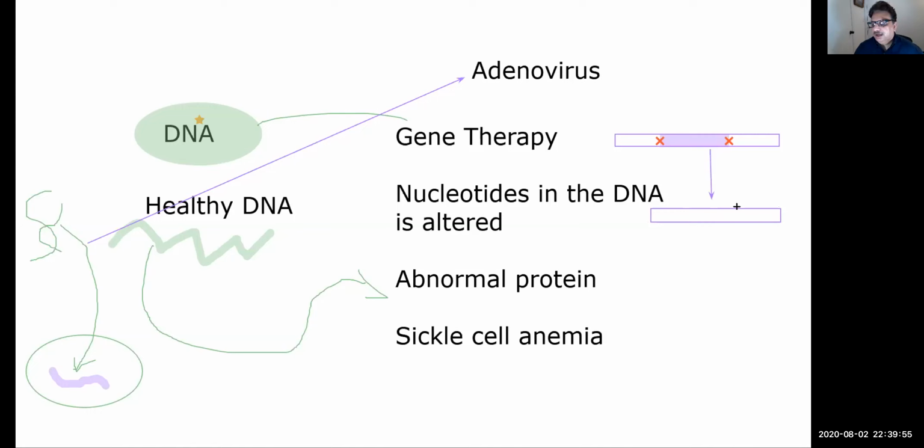So scientists using restriction enzymes will remove the bad DNA, and they will have only good DNA left. So this adenovirus, which is now independent of the bad genes, can be used as a vehicle to transport the good DNA, the healthy DNA, into the bone marrow to treat sickle cell anemia. So this, in short, is gene therapy. So let's go back to the slide.